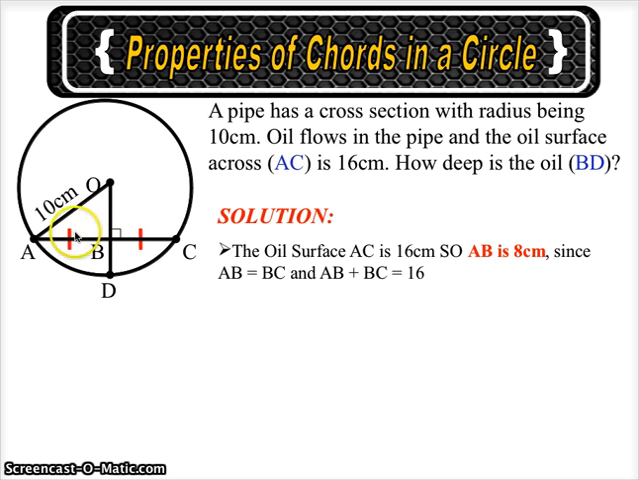We know the oil surface AC is 16. So AB, which is the bisected section of AC, would have to be 8, since 8 plus 8 would give me the 16. We now have 8, we have 10, and we have two sides of a right angled triangle. Therefore, we can use the Pythagorean theorem.